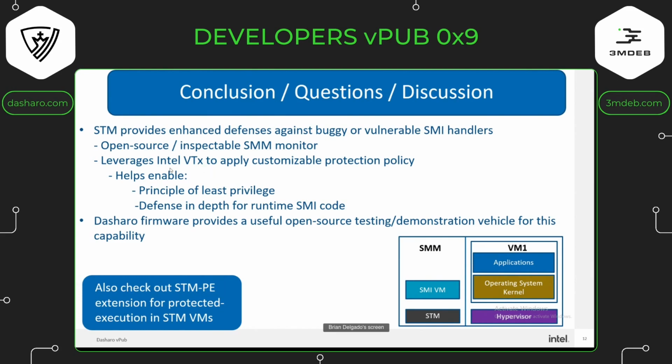We haven't really talked about it as much here at some of these Dasharo meetings, but there's also a parallel effort run by Eugene Myers for STMPE, which is a way to do protected execution using the STM VMs as well. For those who are interested, you might check that out. It's something like a trusted execution environment that uses the STM to run different VMs, each with different protection policies to put workloads in more secure locations.